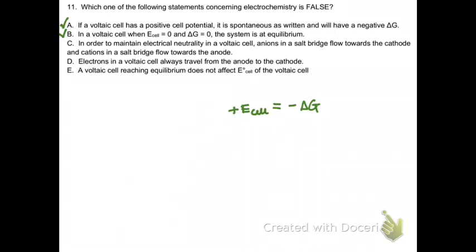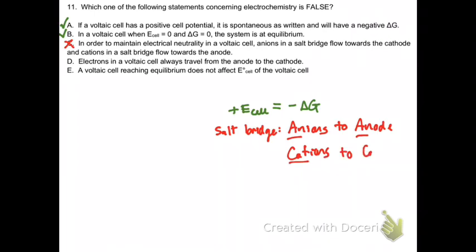C, in order to maintain electrical neutrality in a voltaic cell, anions in a salt bridge flow toward the cathode. What? No, false, wrong. In a salt bridge, the anions migrate to the anode. Really easy way of remembering that. And the cations float to the cathode. So this is false. All right, well, just to round this out and discuss the other options.